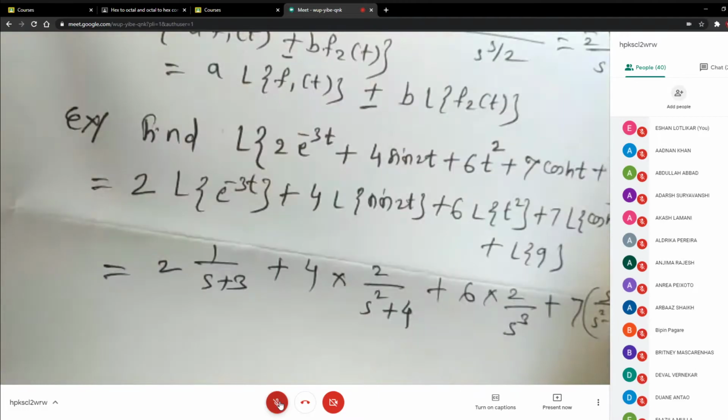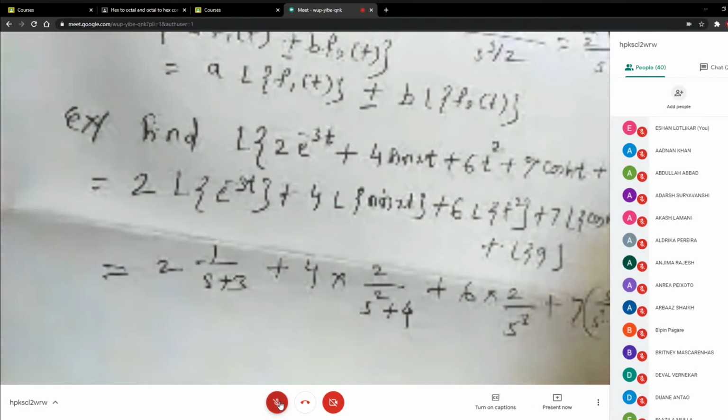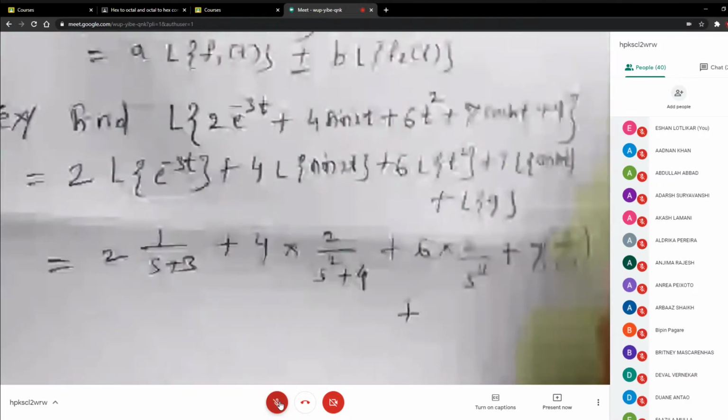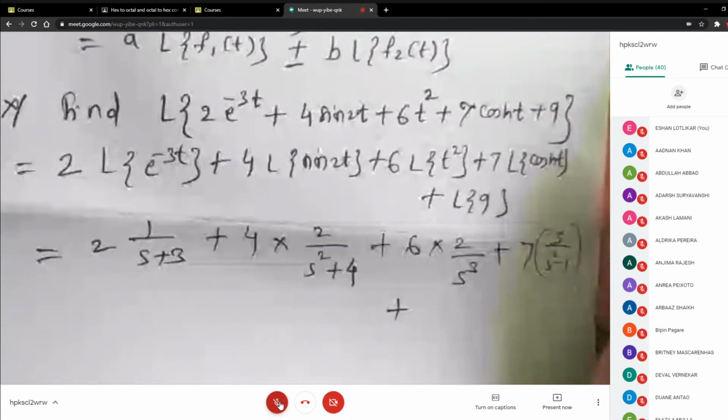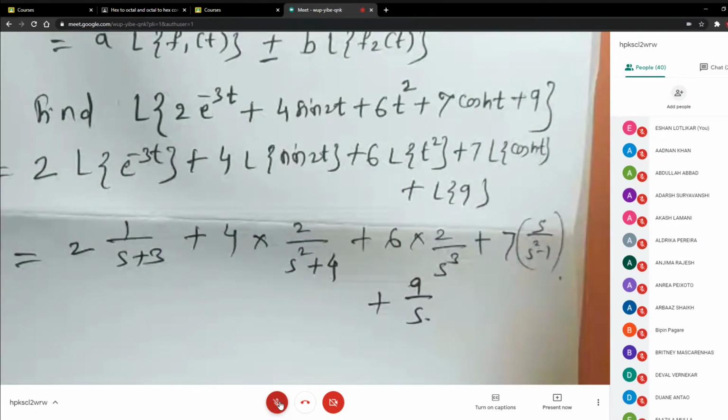Because it is S upon S square minus A square. No, A is 1 here. Cos hyperbolic T means A is 1. Now, Mohammed, tell me what is Laplace of 9? 9 by S. Very good. Okay, so this is the Laplace transform of the required big term.